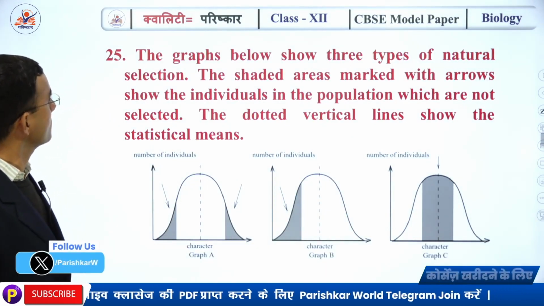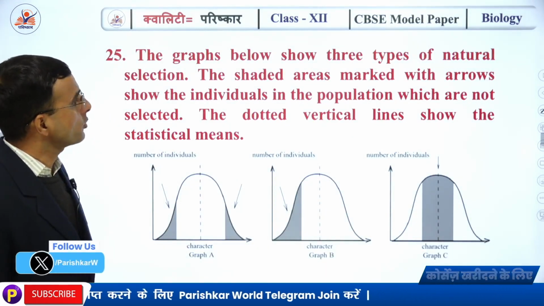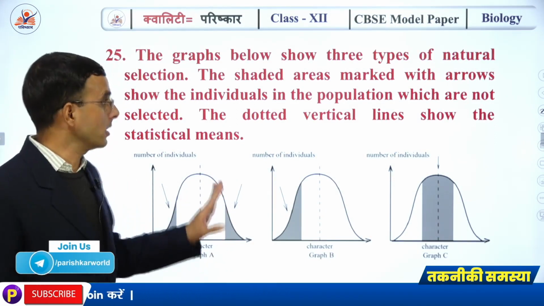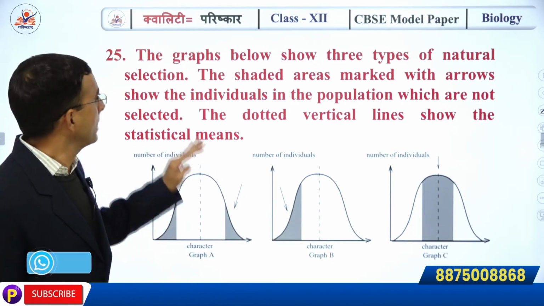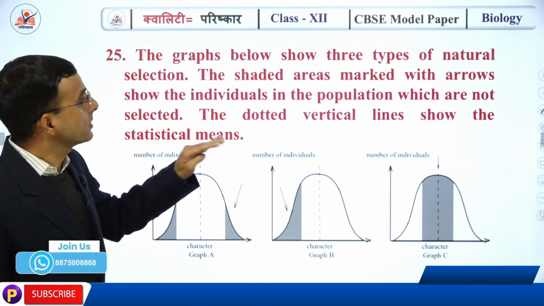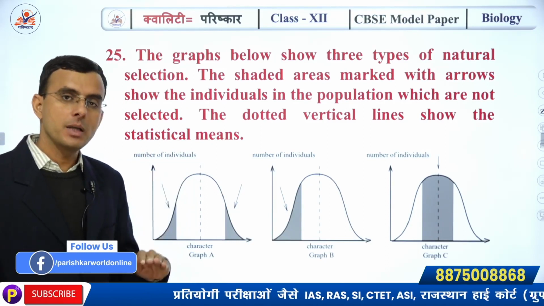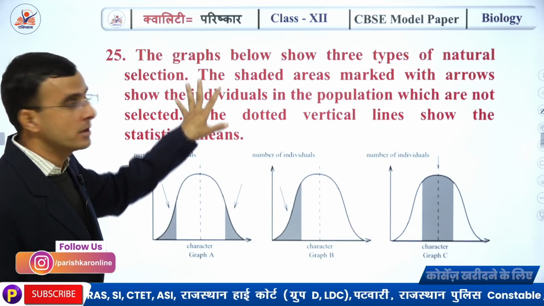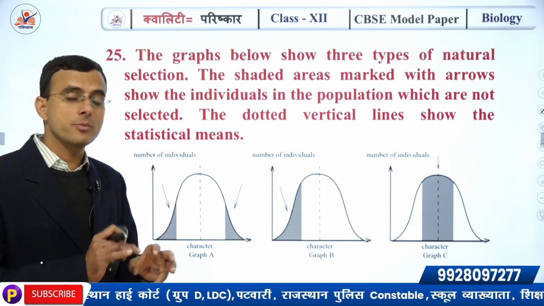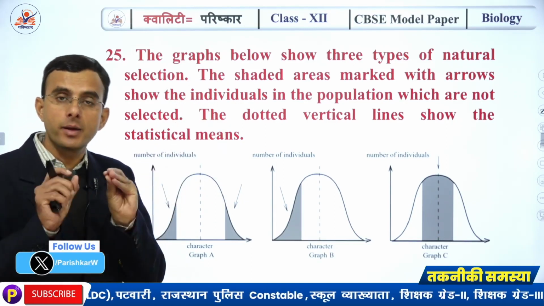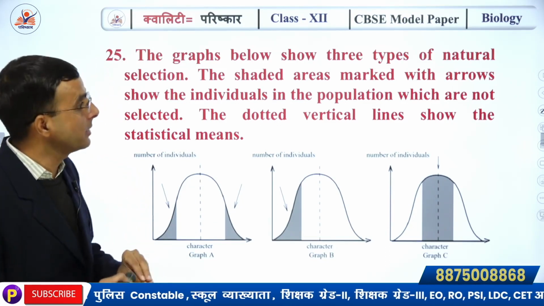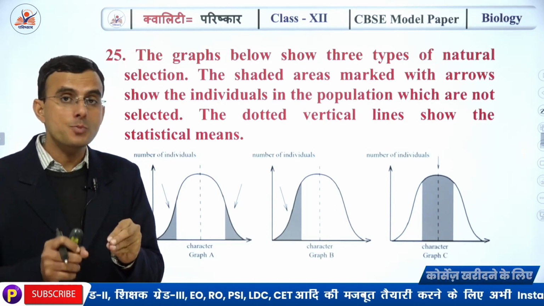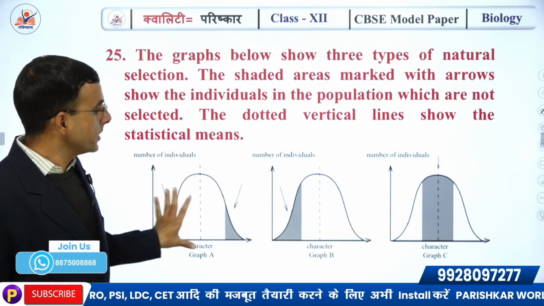Now the next question is, the graph below shows the three types of natural selection, because of Darwin. This is coming from evolution. We studied in evolution that there are organisms, and on these organisms natural selection is acting, which means there is a selection of a particular population and species. So in this one there are three graphs.